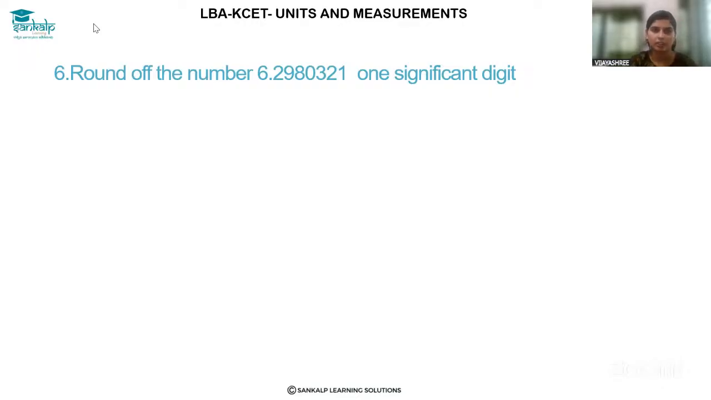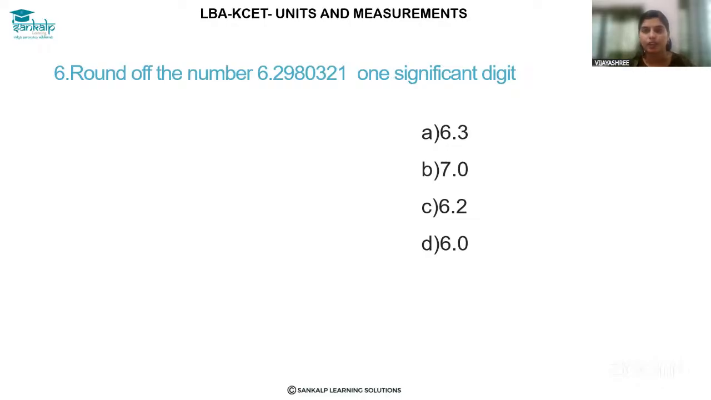Okay, so options. Option A 6.3, option B 7.0, option C 6.2. Let me repeat. Option A 6.3, option B 7.0, option C 6.2, and option D 6.0. So we have to round off this to one significant figure.